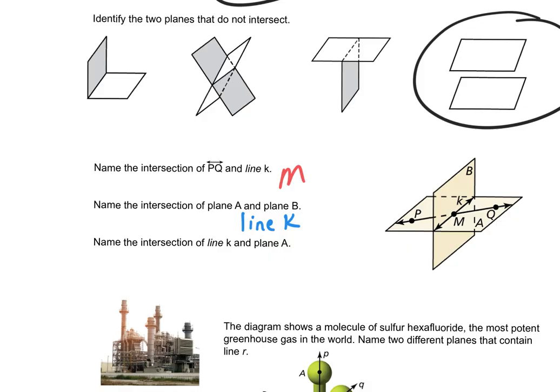The intersection of line K and plane A. Kind of a tricky one. Where does line K lie? Yeah, what do you think? Okay, M is in there. Okay, they definitely have M in common. The middle.